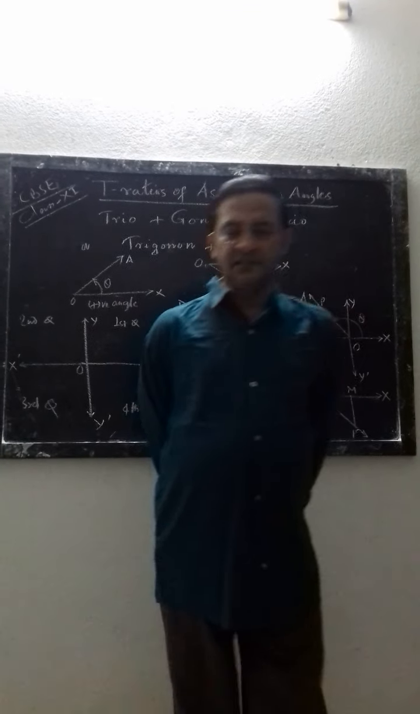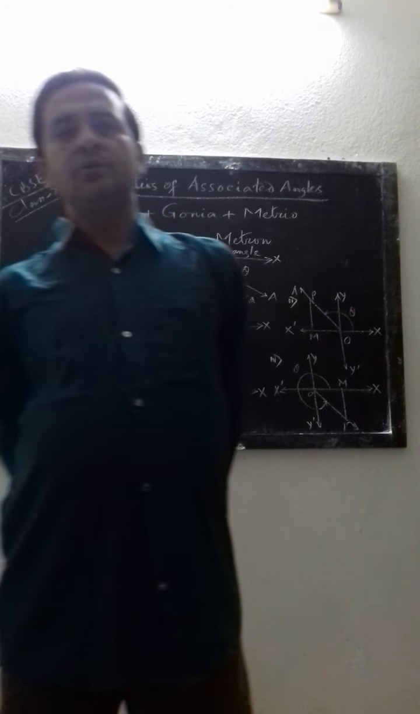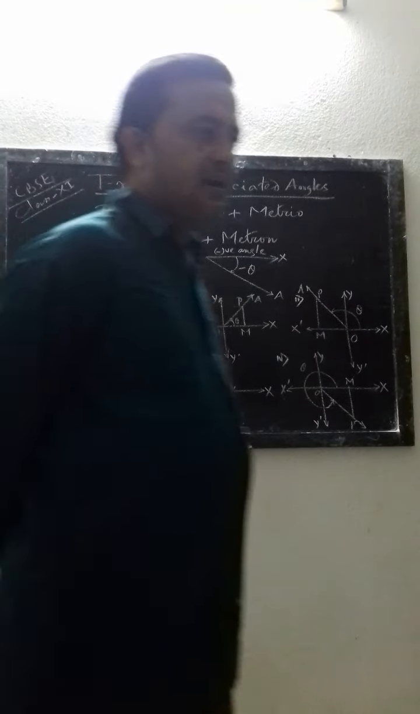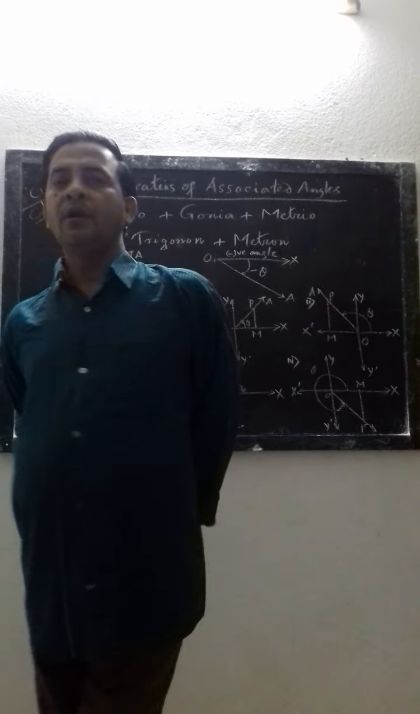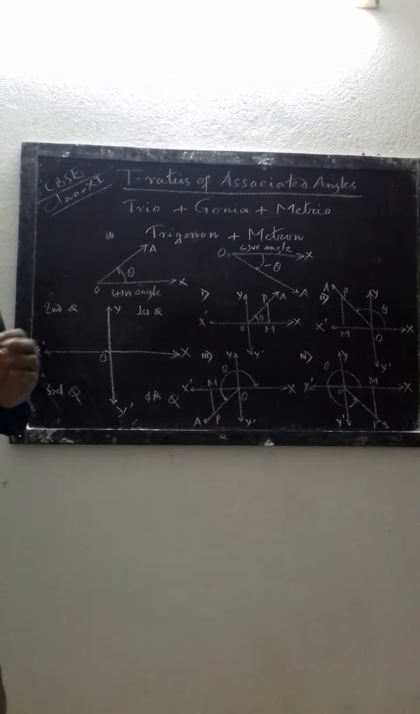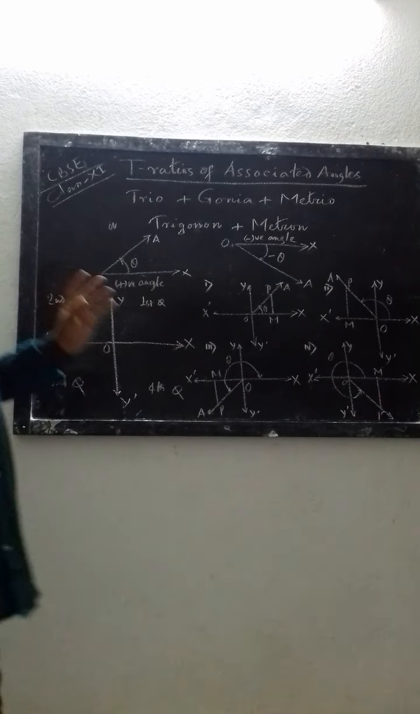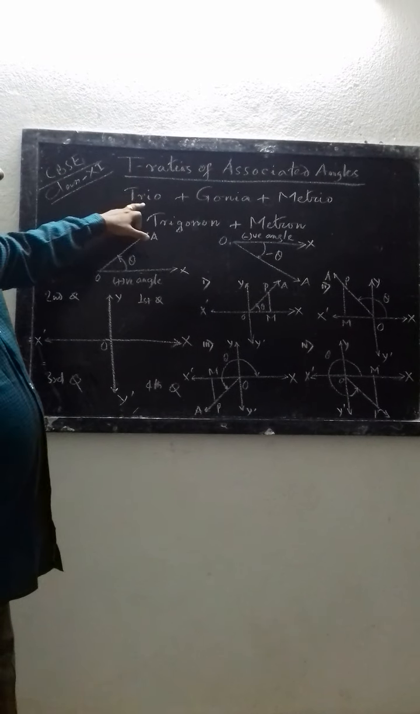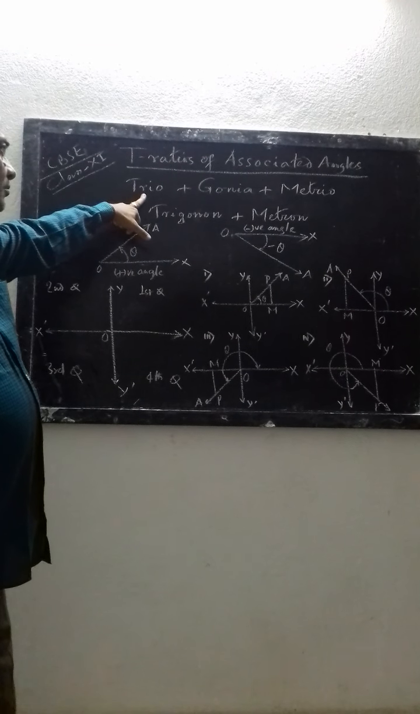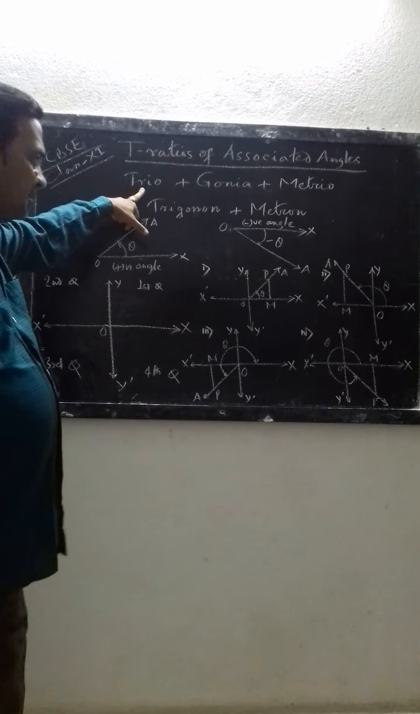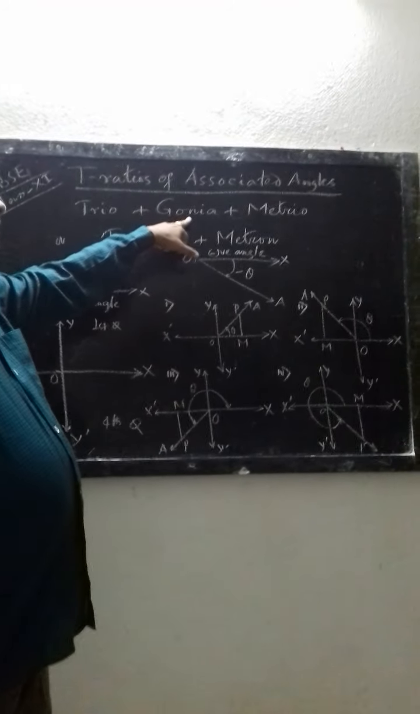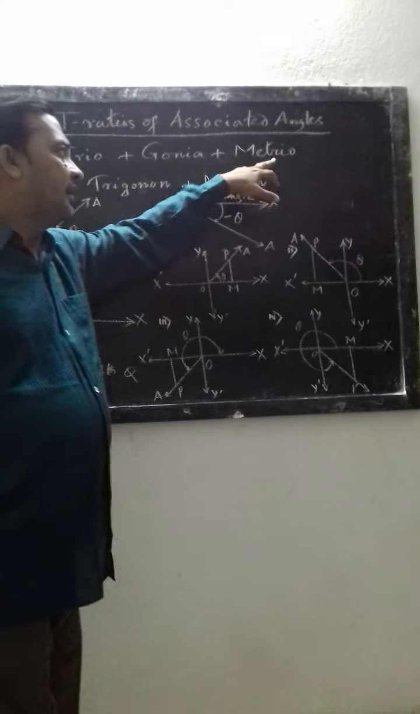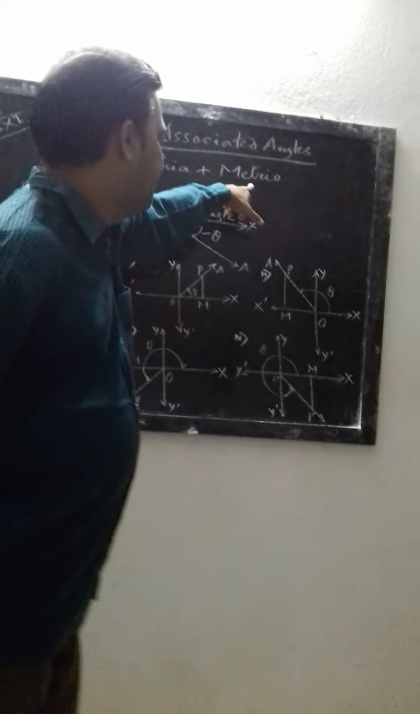Before starting this chapter, I want to tell you a few words about trigonometry. At first, we have to know where the word trigonometry comes from. The word trigonometry originates from three Greek words. Number one, trio, which means three. Number two, gonia, means triangle, and number three, metrio, means measure.